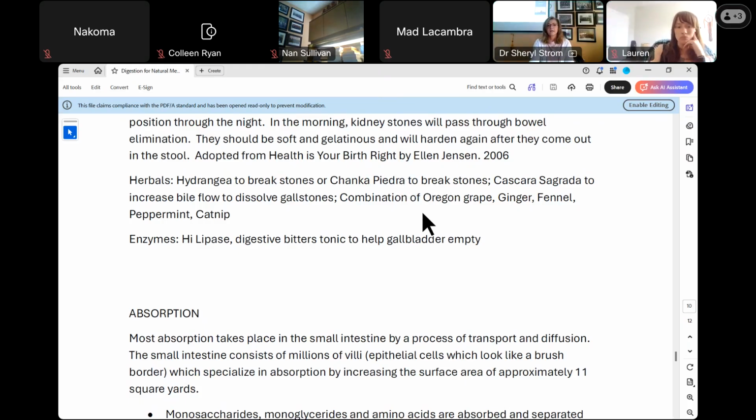I would also add, I didn't mention, the Cascara Sagrada. Psyllium is another one you can add, but it doesn't help the gallbladder move the bile like the Cascara Sagrada does. Did I answer that? I think so. I'm just curious, like, none of these interact? You could take them all together. Yep. Okay, cool. Thank you.